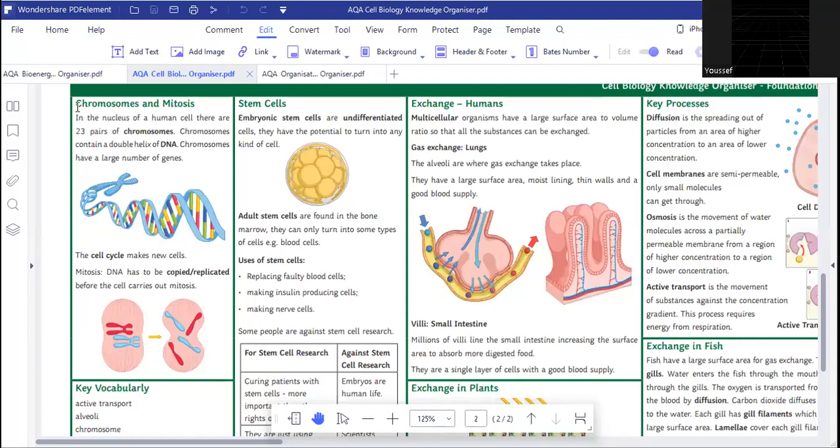You can read this topic, chromosomes and mitosis. In the nucleus of a human cell, there are 23 pairs of chromosomes. Chromosomes contain a double helix of DNA. Chromosomes have a large number of genes. The cell cycle makes new cells. DNA has to be copied before the cell carries out mitosis.